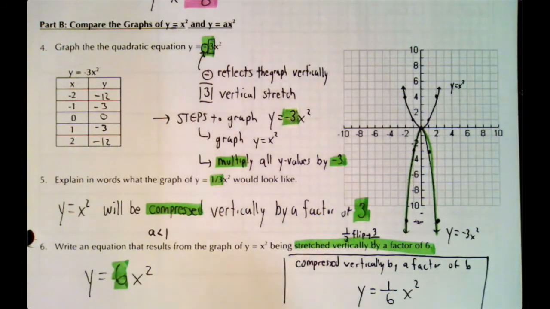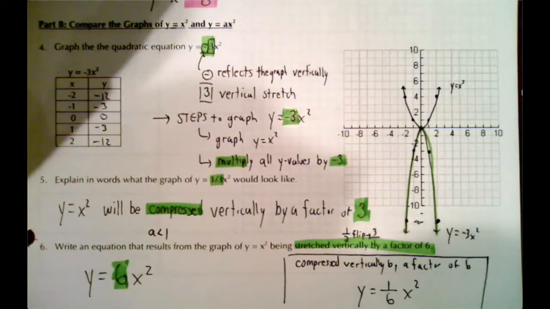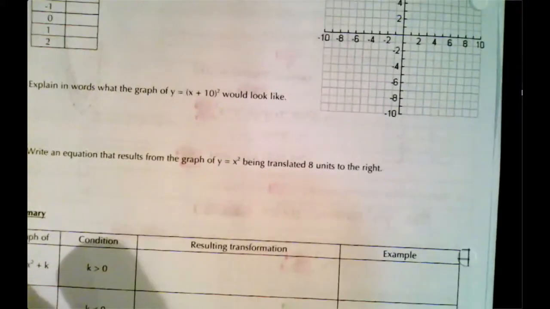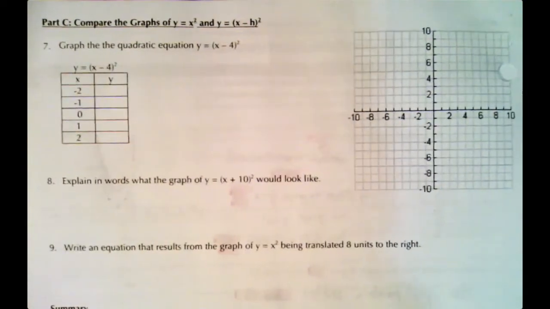All right, that was investigation B from yesterday. The number in front of x squared, the a value. Whatever the a value is, multiply all your y's. And part C. Part C was, what happens if there's a number inside the bracket?